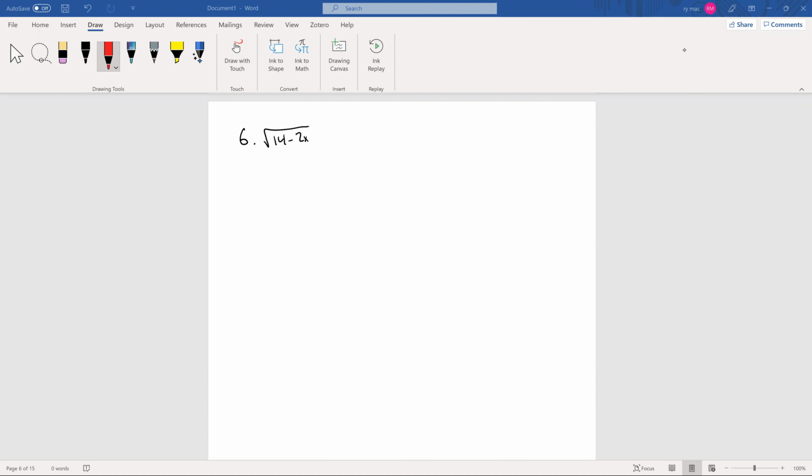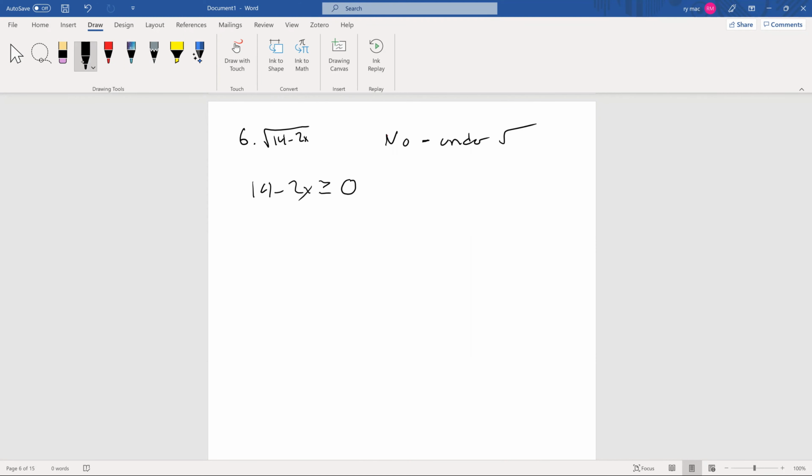So with a square root function, we have to remember that it cannot be negative under the square root. So no negative under square root. So in this case, we don't want my 14 minus 2x to be negative. So in other words, we want 14 minus 2x to be greater than or equal to 0. It can be 0 because the square root of 0 is 0, but anything less than 0 is going to be negative, and we can't take the square root of that.